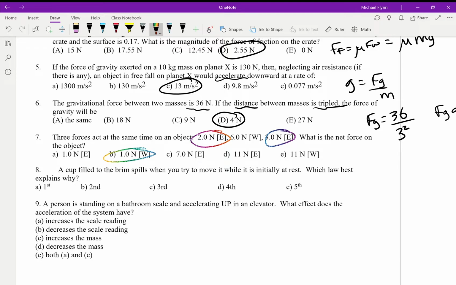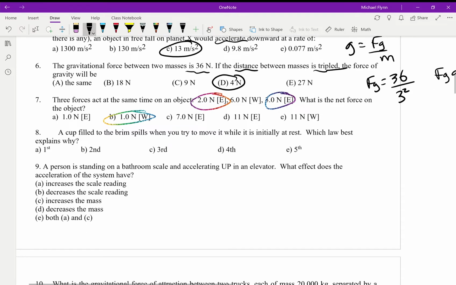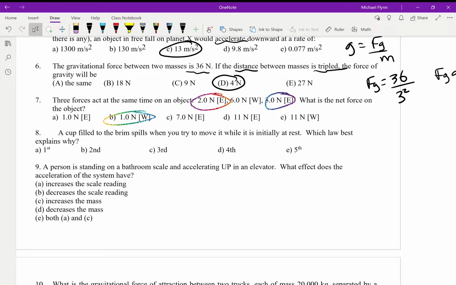So there's your answer. Okay, a cup filled to the brim spills when you're trying to move it while it's initially at rest. What law best explains why? Well, the first one is inertia. Second one is F equals ma, third is action and reaction, and the fourth is universal gravitation. So which one best describes this? It's initially at rest, and an object at rest tends to stay at rest, so that's what it is right there.